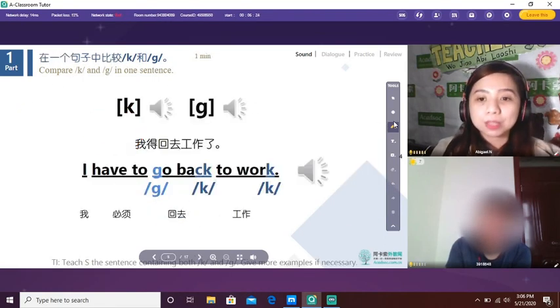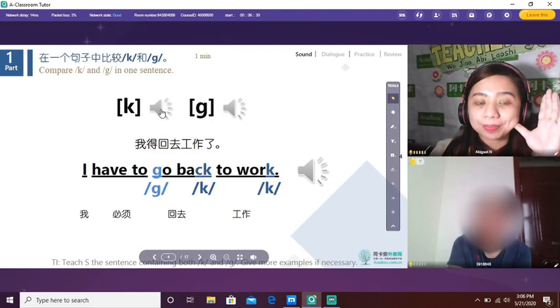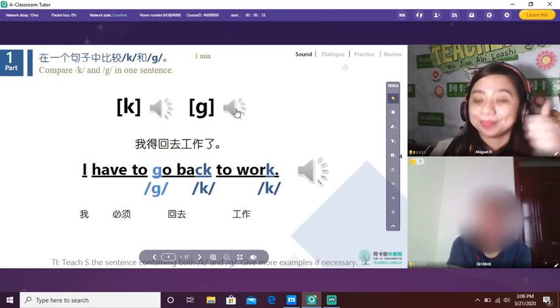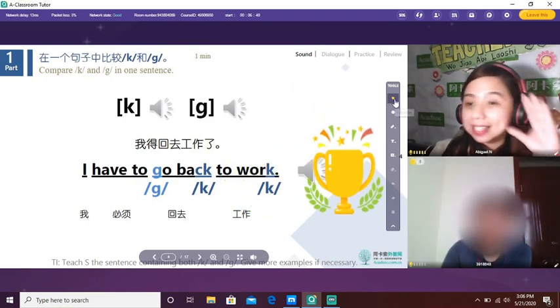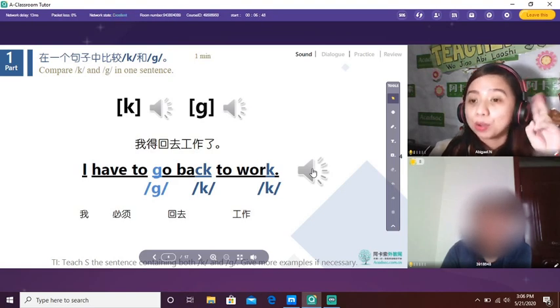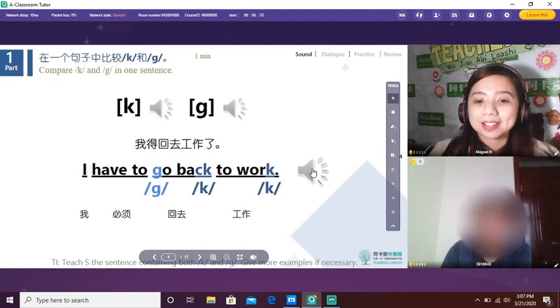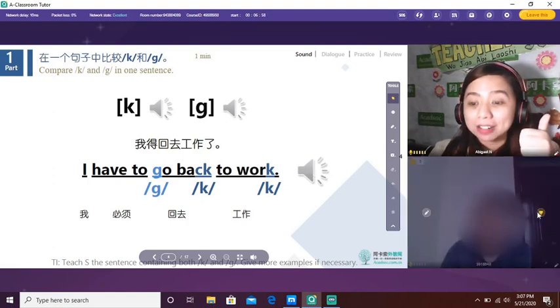Okay, so this is part one. Compare k and g in one sentence. So let's listen. K, k, g, g. Okay, yes, very good. Let's listen to the sentence. I have to go back to work. I have to go back to work. Yes, okay, you sound very clear.